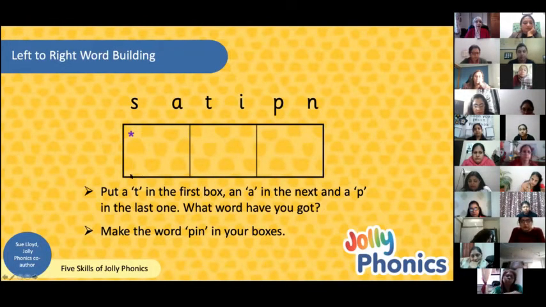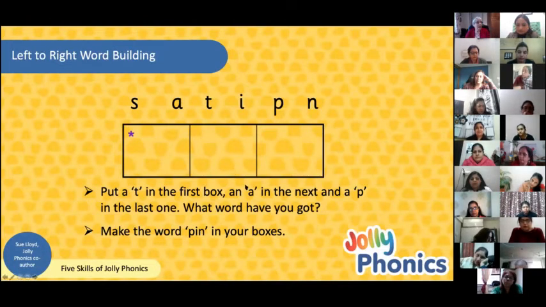So you might say, now listen, I want you to pick up the T and put it in the first box. The one by the star, that's right. And then next I want you to pick up the A and put it next to it in the next box. And then last of all, I want you to pick up the P and put it at the end. Now, let's see what we have got. Let's blend the sounds together. And so then you go T, A, P, tap. Well done, well done. Put them all back.